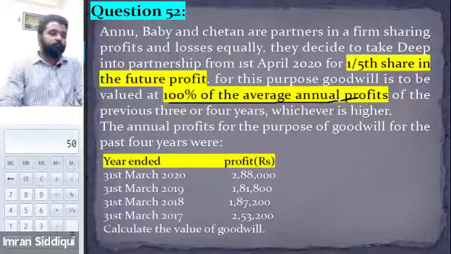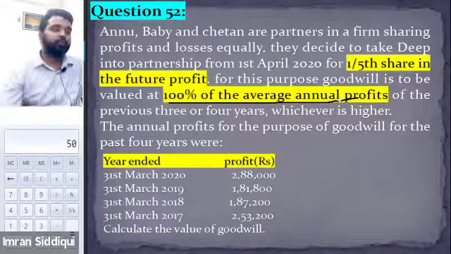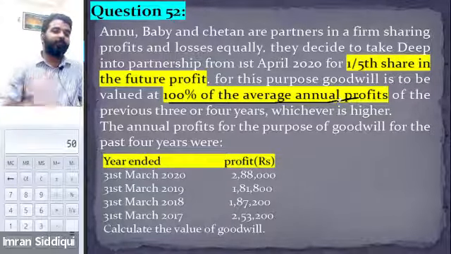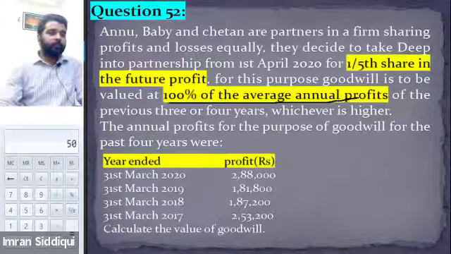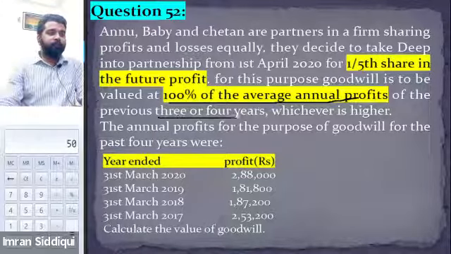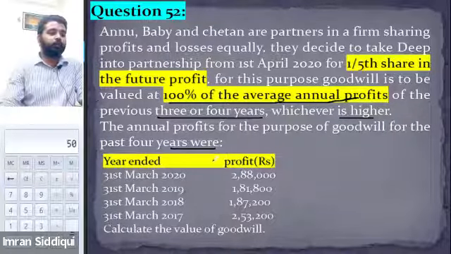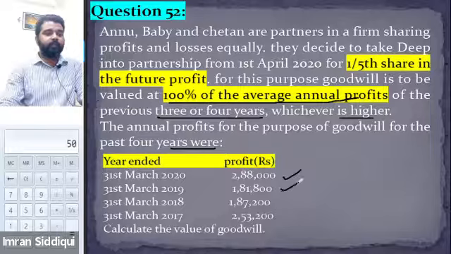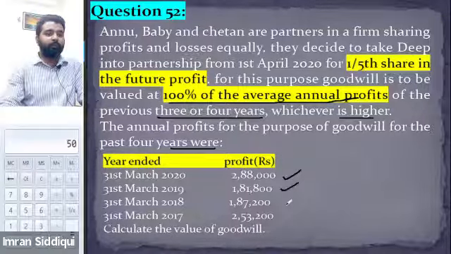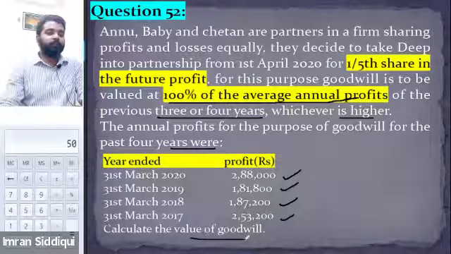We need to calculate. We have valued the goodwill as 100% of the average annual profit of the previous 3 years or 4 years, whichever is higher. The annual profits for the purpose of goodwill for the past 4 years were given to you. For March 31st, 2020, it is 2,88,000. Then in the next years, it is 1,81,200, then 1,87,200, and 2,53,200. Calculate the value of the goodwill.